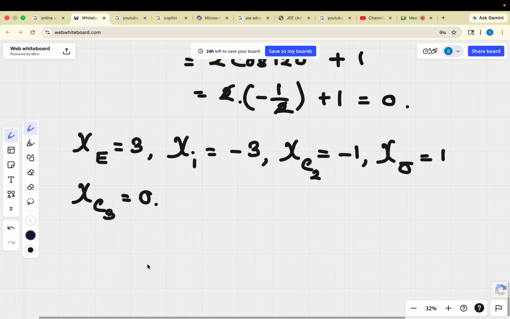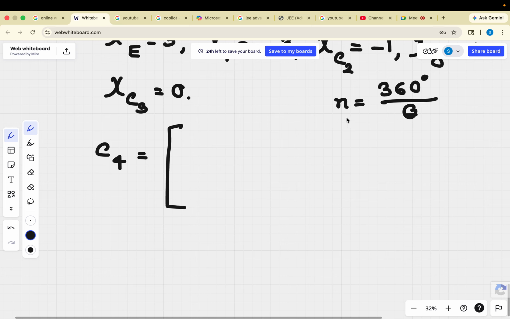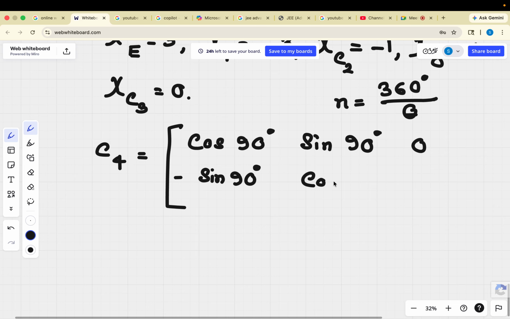You can find out for the C4 axis also. So find out C4. If I put n value 4, what will the theta value be? n is equal to 360 degree divided by theta. So how can I get n value 4? If you put theta value equal to 90, right? So put the value. Here you will get cos 90 degree, then sin 90 degree, then 0. Then next will be minus sin 90 degree, cos 90 degree, 0. And lastly you will get 0, 0, 1.